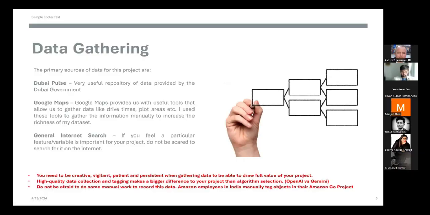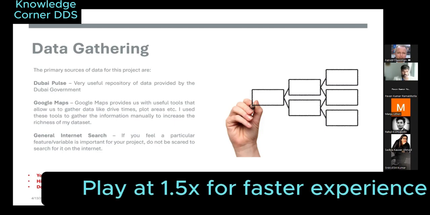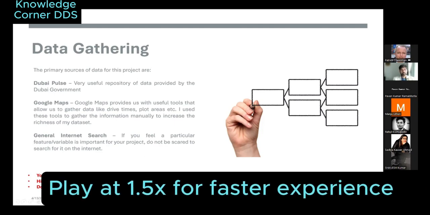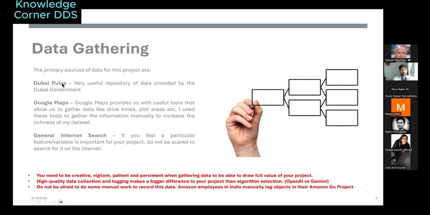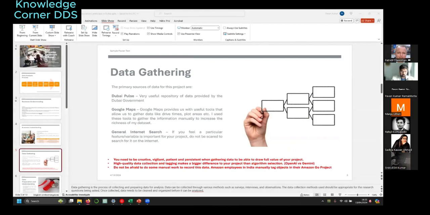In terms of the information from the data, where did I get the data from? Now, if you guys are looking to work on some projects of your own, for your portfolios, one really good source of data for your projects is a site called Dubai Pulse. Almost all of the government entities within Dubai publish their data on this particular website. Let me pull that up for you so that you can have a look.